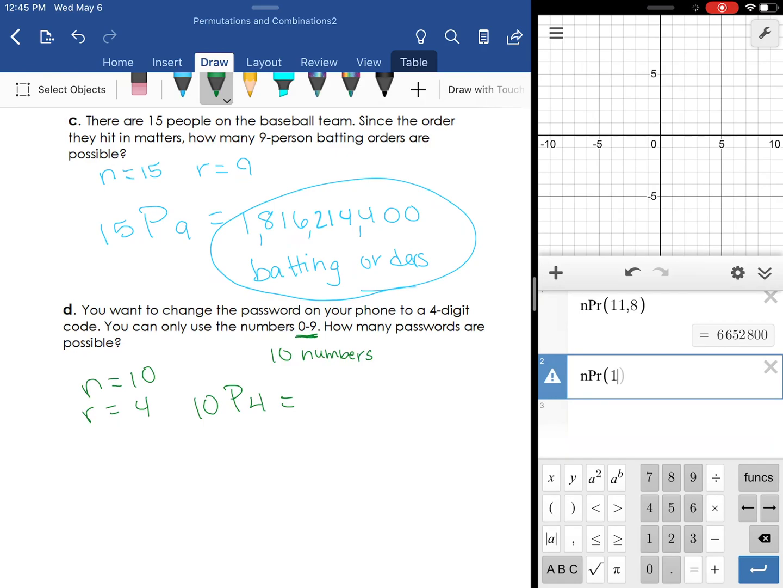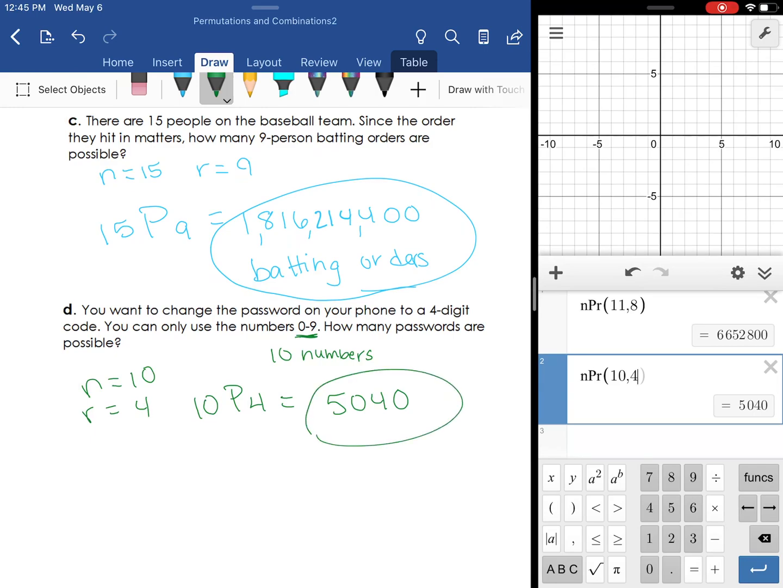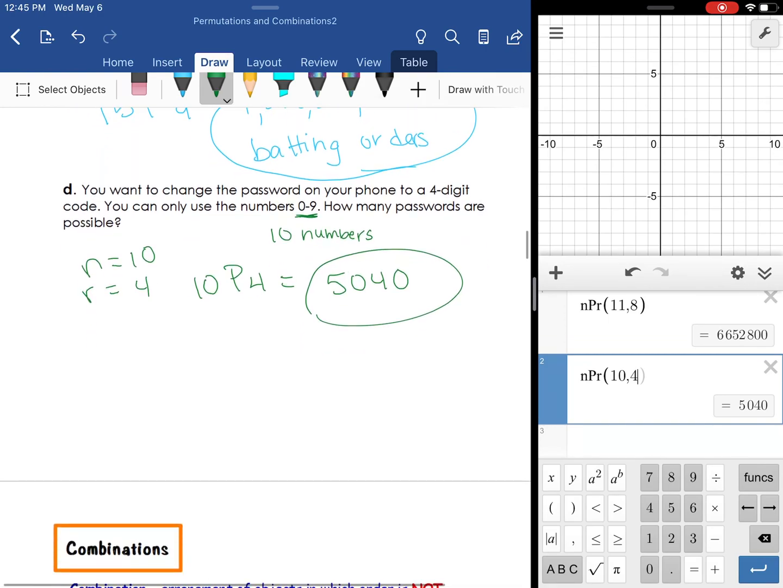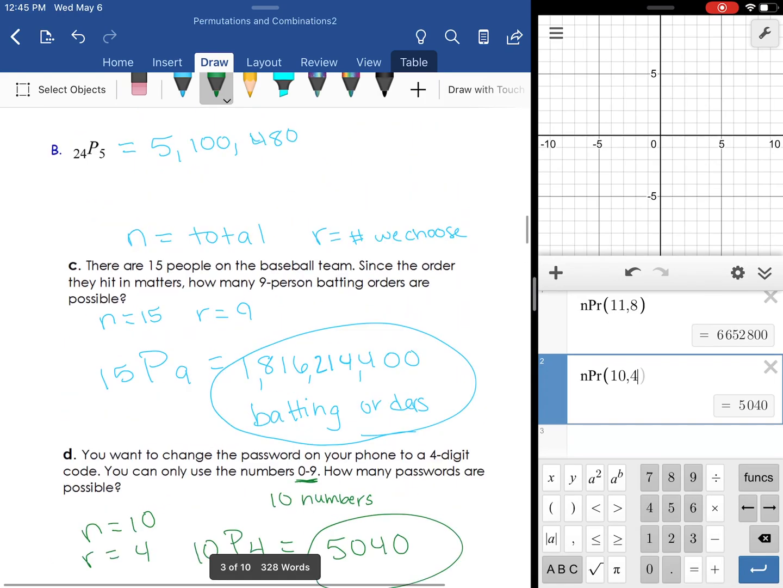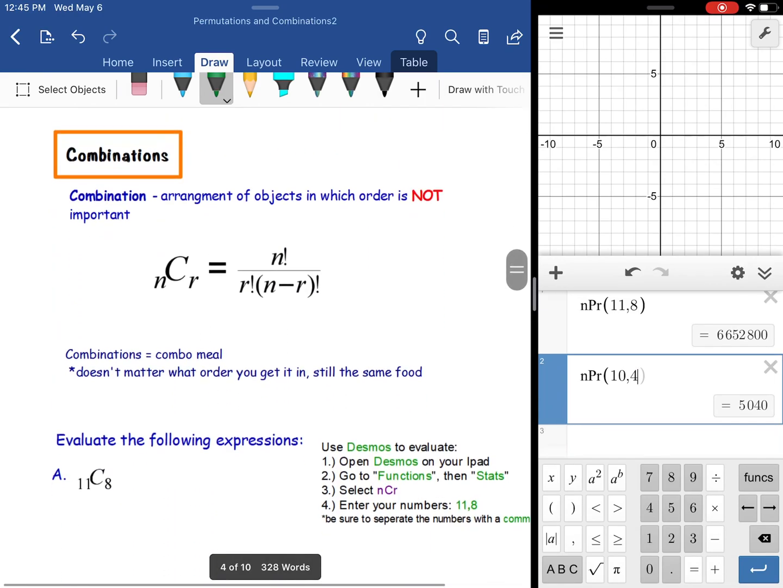So if we have 10, 4, that tells us that there are 5,040 different passwords on our phone, and that's just using individual numbers for each one, right? Not repeating any numbers. All right, so that's our permutations. Our order matters in those situations.